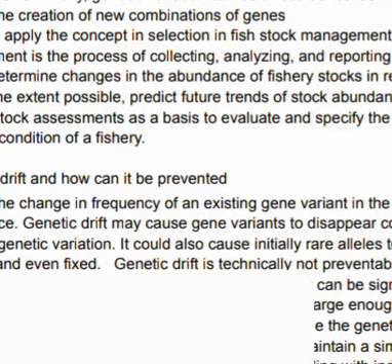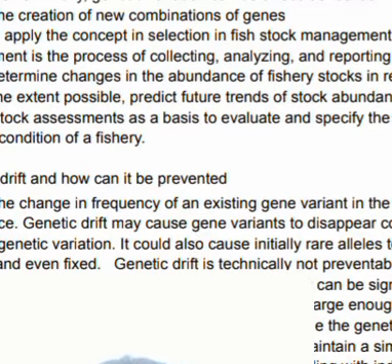Number 7 question. Understand and apply the concept of selection in fish stock management. A stock assessment is the process of collecting, analyzing, and reporting demographic information to determine change in abundance of fishery stock in response to fishing and, to the extent possible, predict future trends of stock abundance. Managers use stock assessment as a basis to evaluate the present and probable future condition of the fishery.